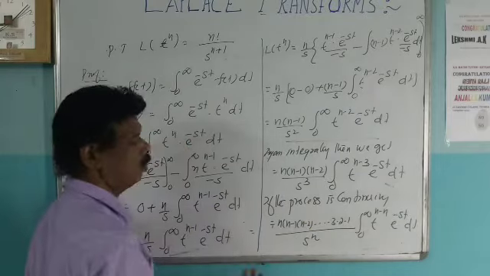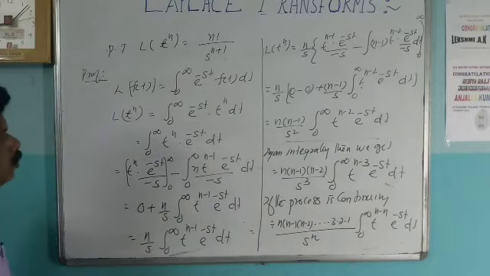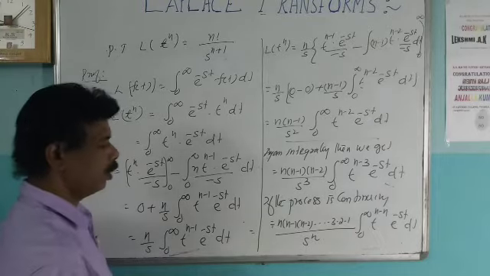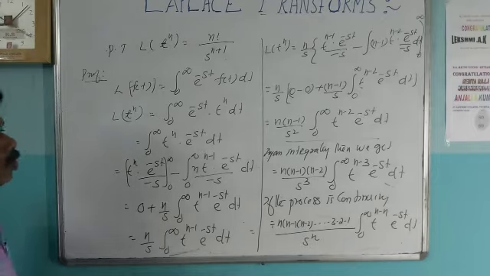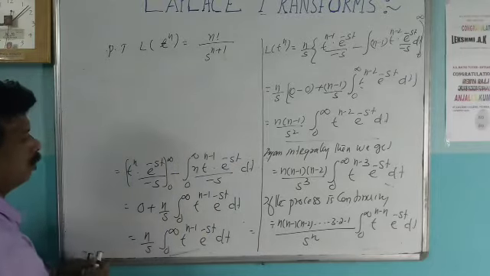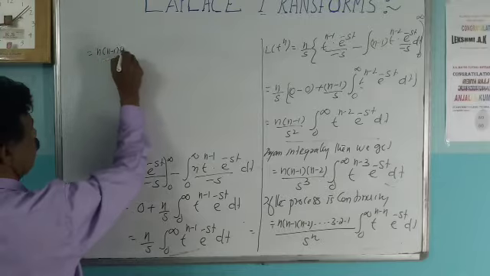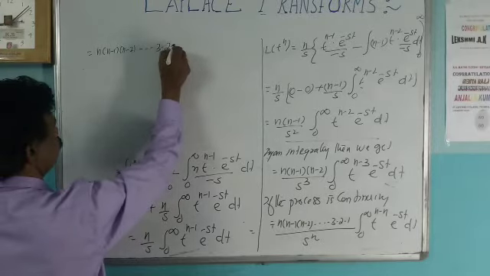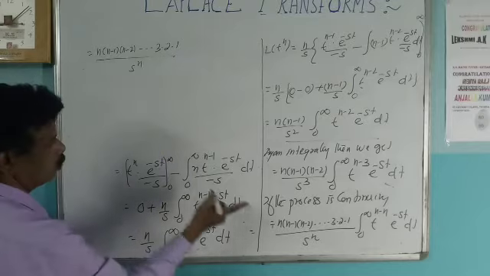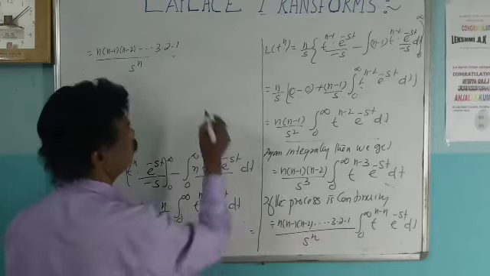If the process is continuing up to n times, then we can write this final result as n into n minus 1, n minus 2, etc., 3 into 2 into 1 by s raised to n into integral 0 to infinity t raised to n minus n e raised to minus st dt. Okay, then equal to n into n minus 1, n minus 2, etc., 3 into 2 into 1 by s raised to n into t raised to n minus n, t raised to 0, which is equal to 1.